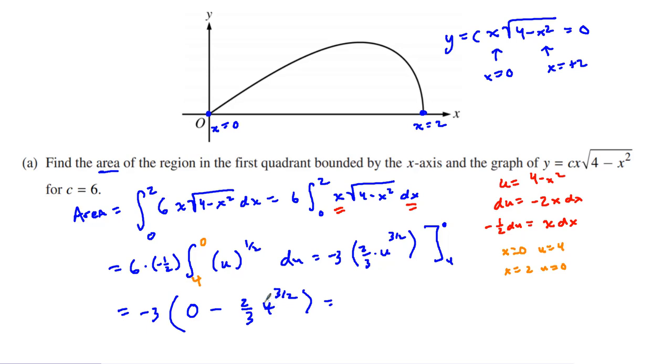Okay, so again, how I did that: 4 to the 1/2 power, the fractional power, is 2. 2 to the 3rd power is 8. So 8 times 2 is 16. So I have -3 times -16/3. And that cancels the 3's out, and I end up getting +16, which is my area.